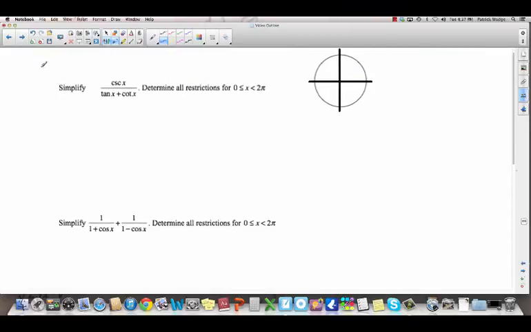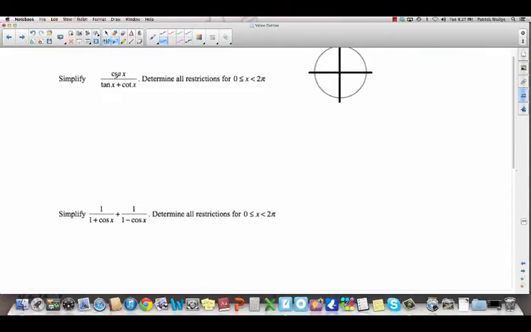Okay, let's do a few questions here. We're going to simplify cosecant x divided by tan x plus cotan x. We're going to determine all the restrictions as well. Okay, so we'll talk about the restrictions in a second. Let's focus on simplifying this first.